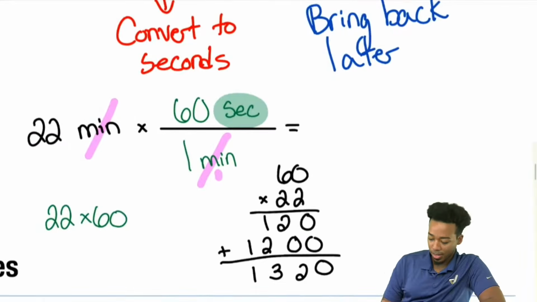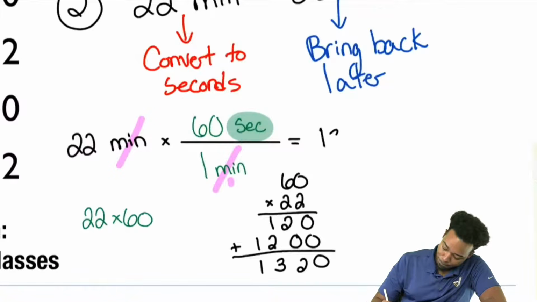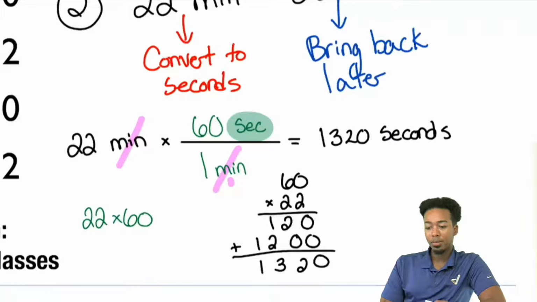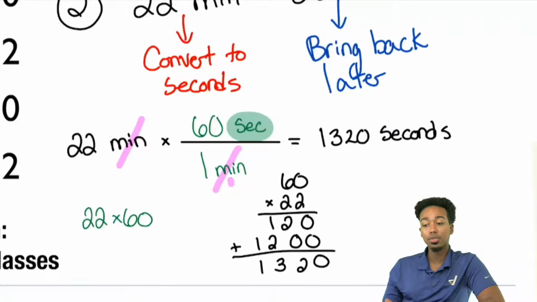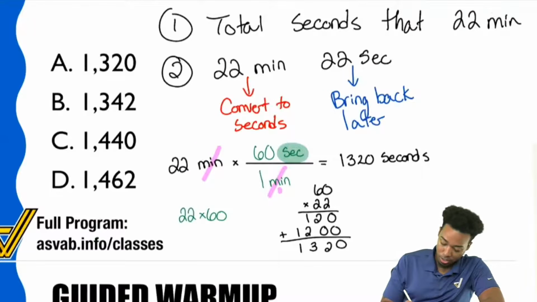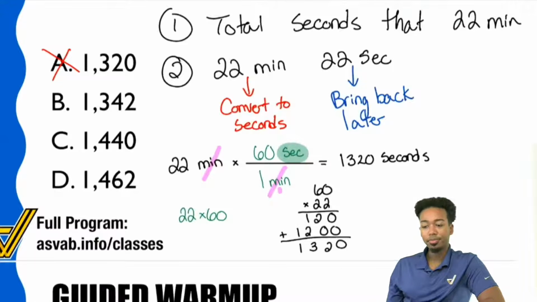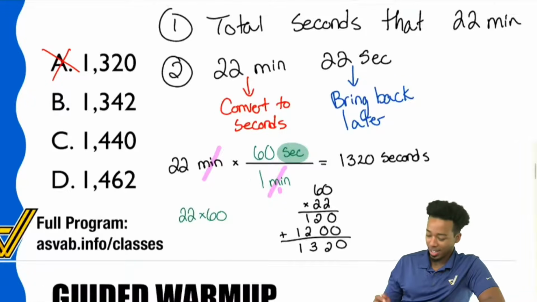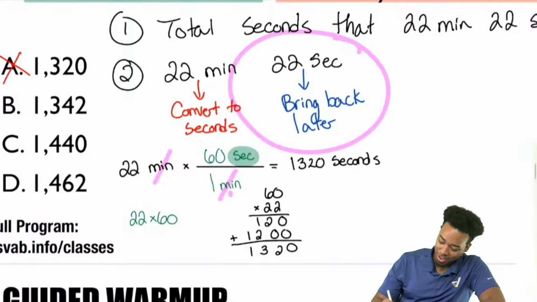Do we understand how we got there? Now, for those of us that picked 1,320, do you understand why that answer is wrong? Yeah, I see a lot of us here saying, yeah, we have to add the 22 seconds back. Exactly, because we have got to bring it back.